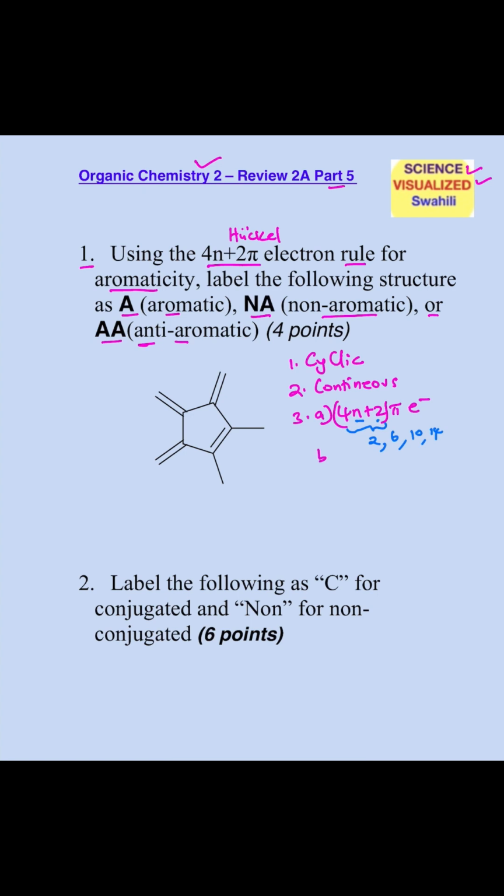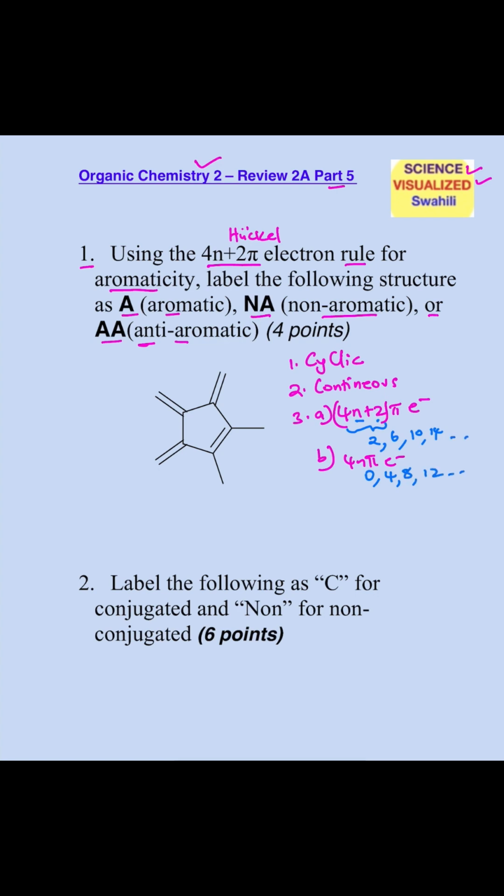And then 3b, 4n pi electron rule. If n is 0, then the number of electrons is 0. If n is 1, the number of electrons is 4 pi. And then if n is 2, it will be 8 pi, and then 12, like that.